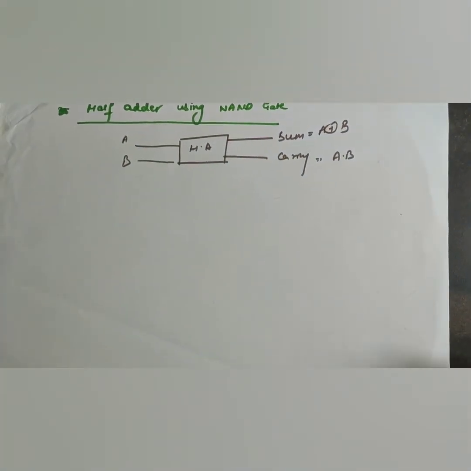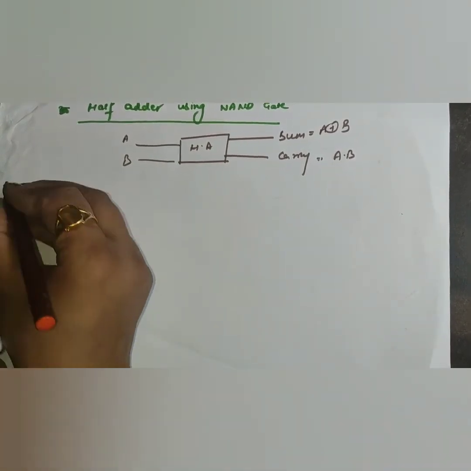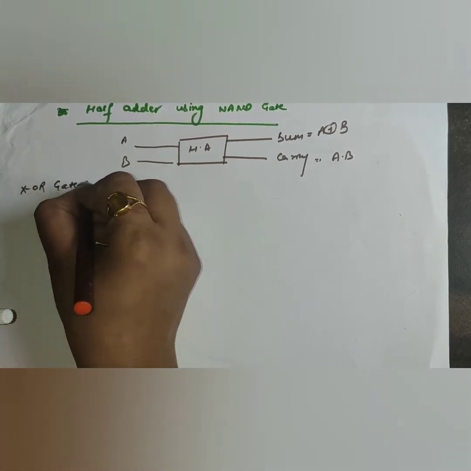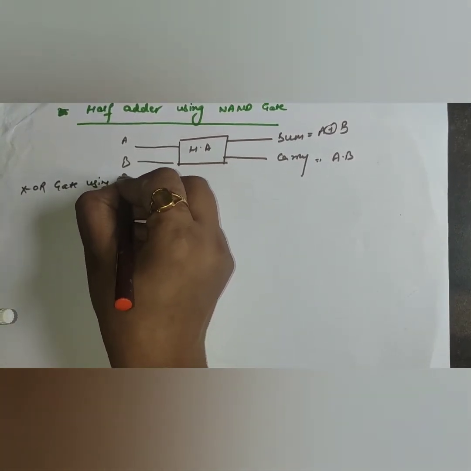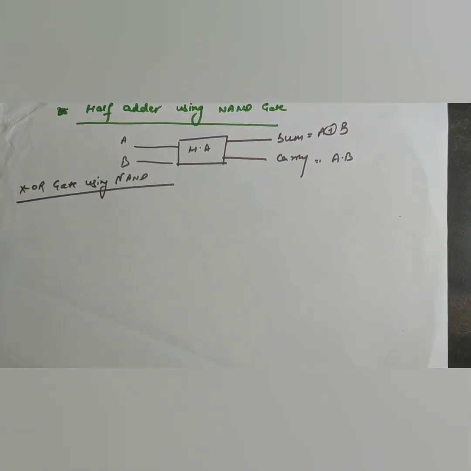In my previous videos I have explained how to make XOR using NAND gates. So here you can make the XOR gate using NAND gates. That will be the answer of the half adder using NAND gates.